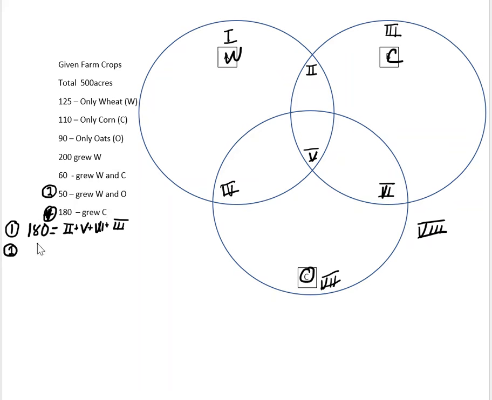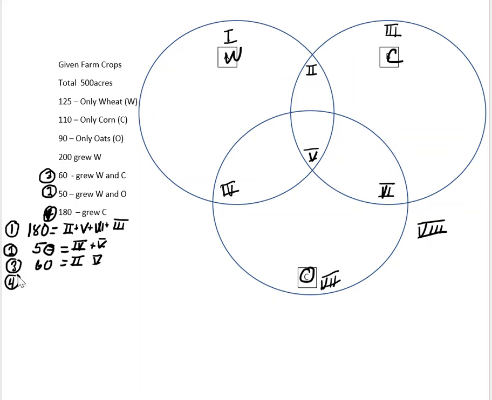Then I'm going to go to 2, work my way up, and in 2, I know that there are 50 who grew wheat and oats. So the 50 makes up wheat and oats, so it's made up of section 4 and section 5. Then I'm going to come up to this one, and I know that it is 60, made up of wheat and corn, so it's made up of section 2 and section 5.